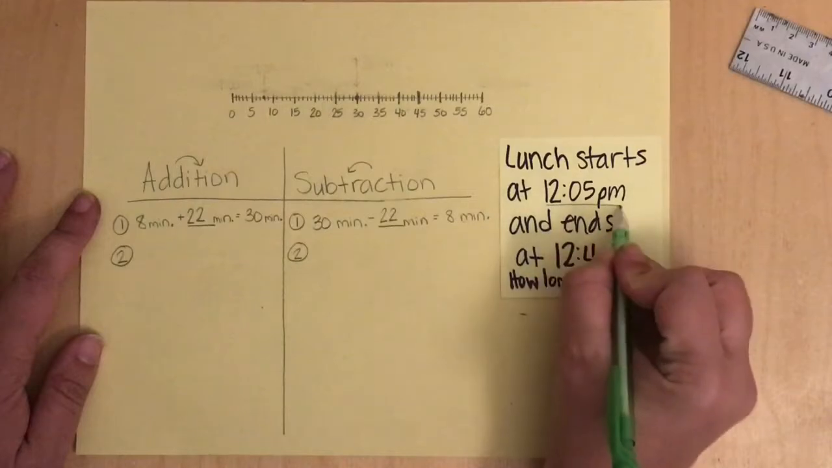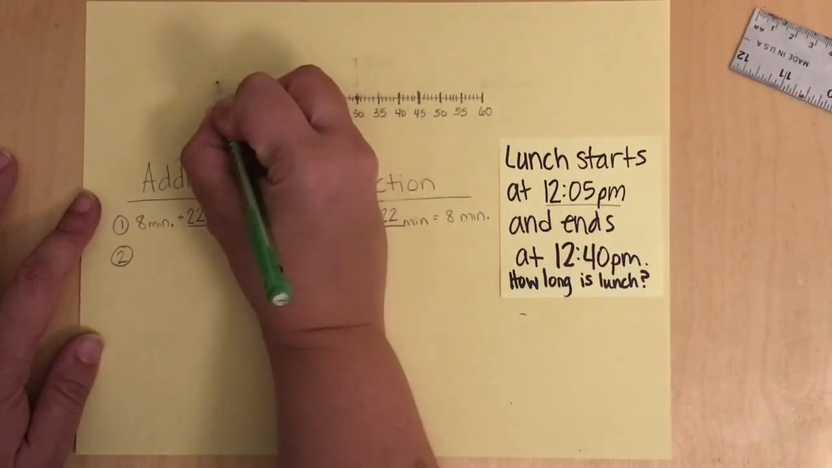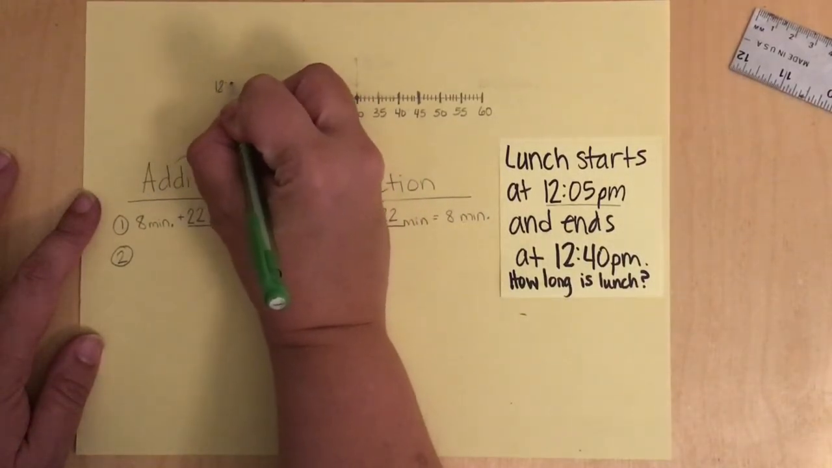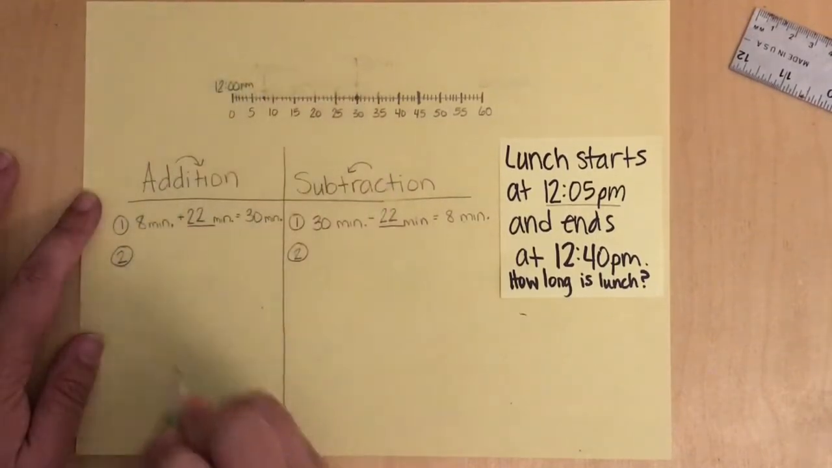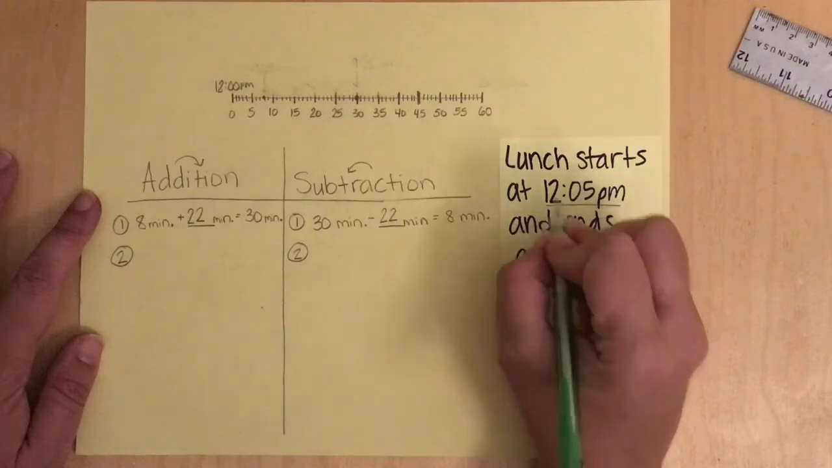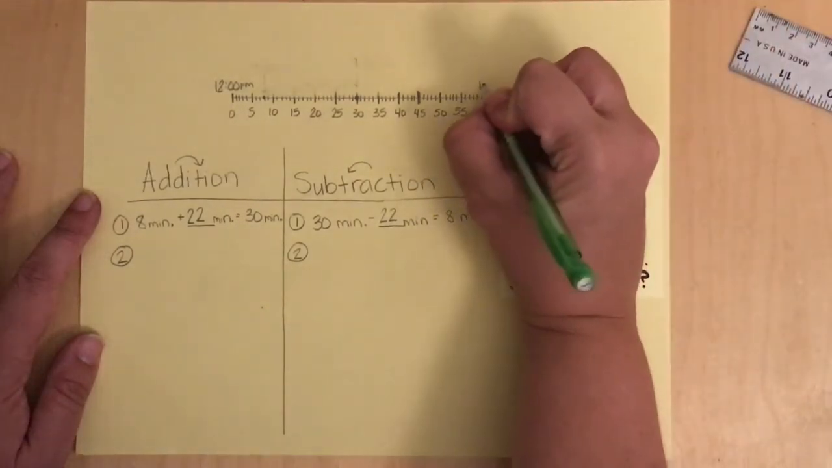So 12:05 p.m. is where lunch starts. First, I need to write my hour so that I know where my minutes are falling in between. So my hour starts at 12 p.m. and it ends at 1 p.m. because that's an hour later.